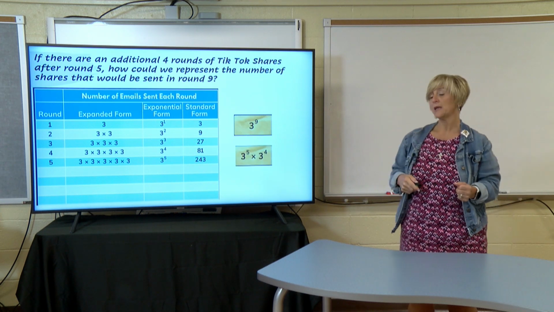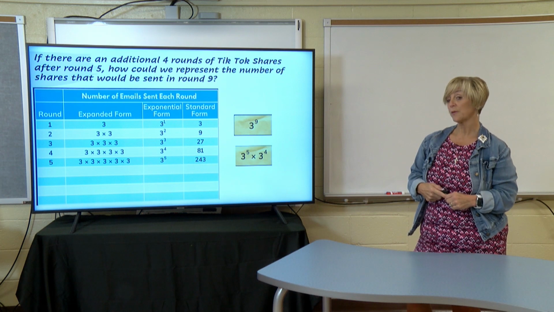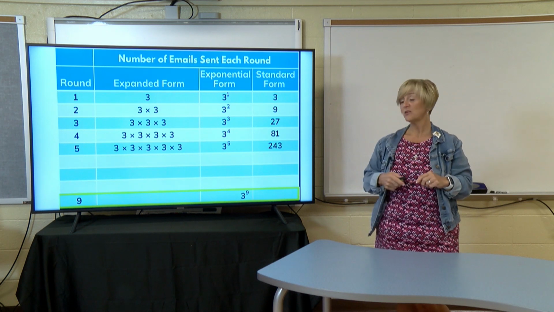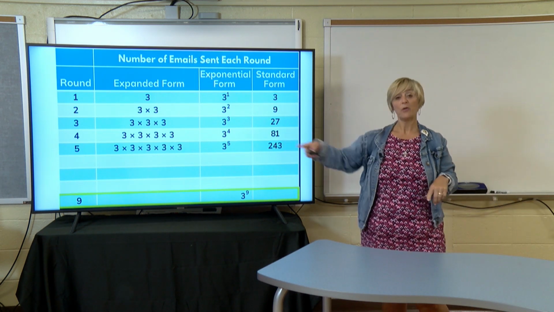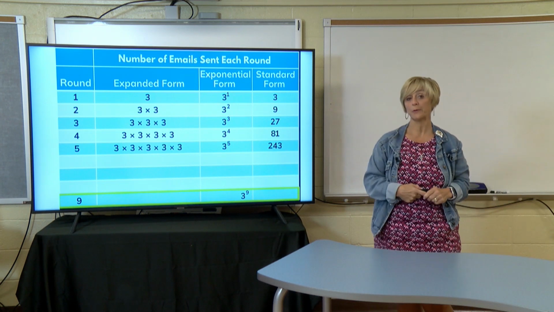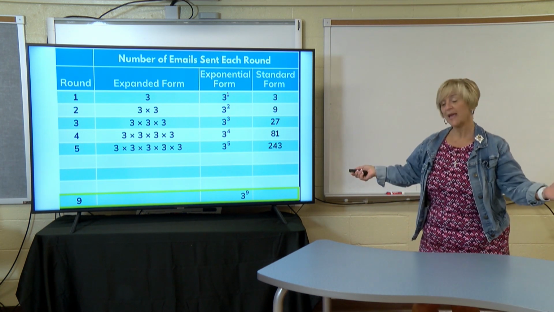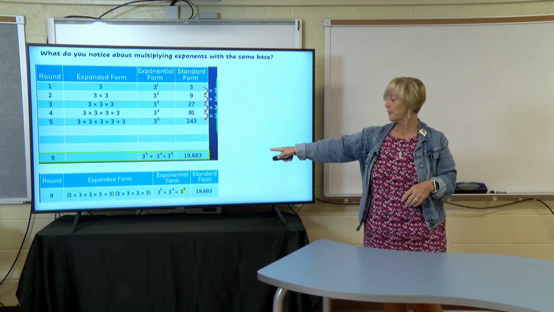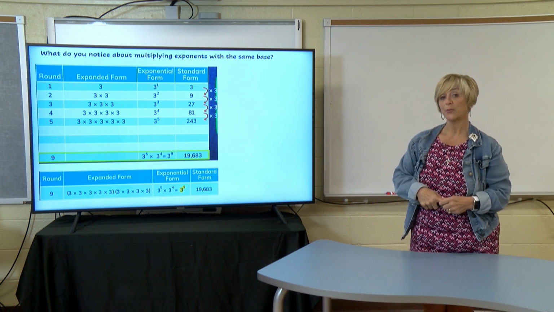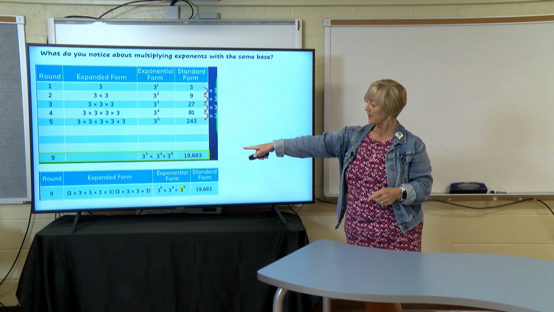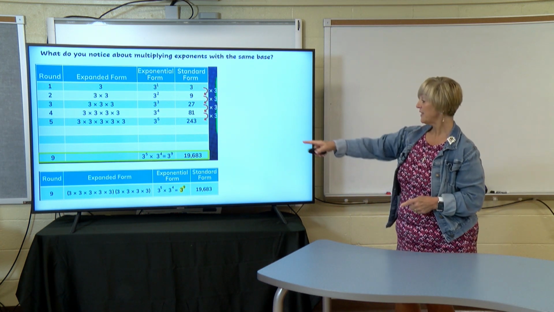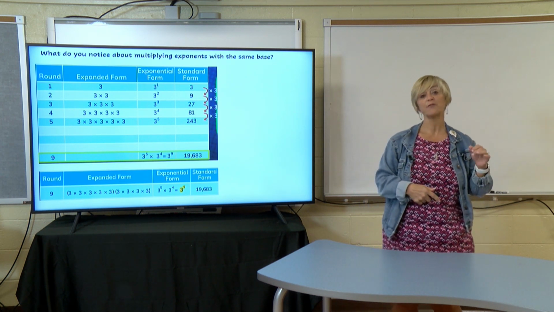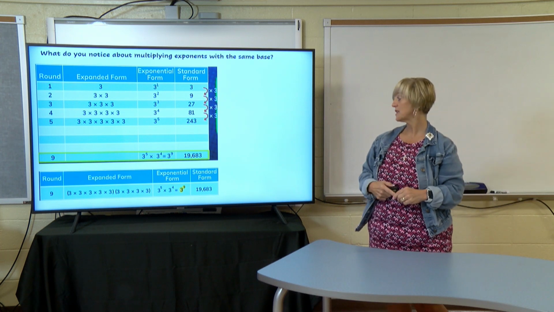But could it also be 3 to the 5th times 3 to the 4th? Well, let's see. Let's expand it out and see if we can do that. You told me that on the 9th round, it was going to be 3 to the 9th power. So let's expand 3 to the 9th. Okay? We know we're multiplying by 3. If we expand it out, we can do 3 to the 5th power because look right down there. There's 5 3s and then there's 4 3s. So 3 to the 5th power times 3 to the 4th power is the same as 3 to the 9th power.